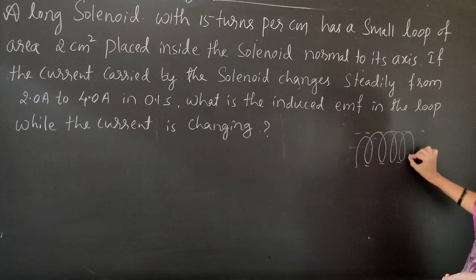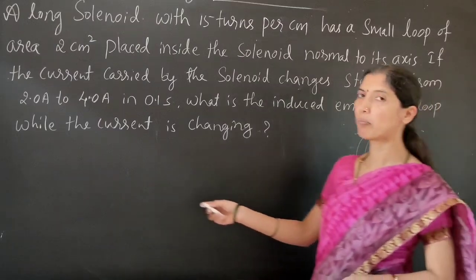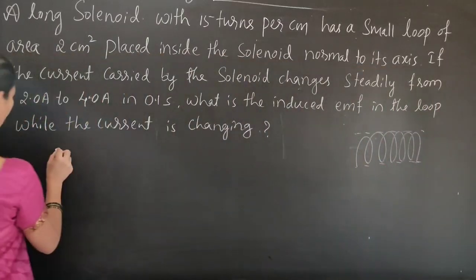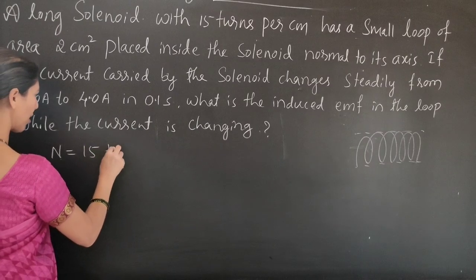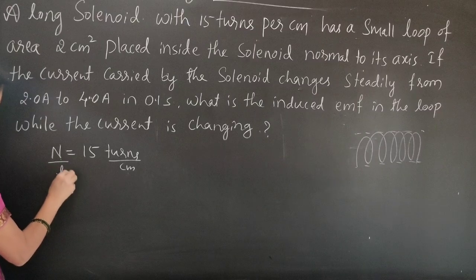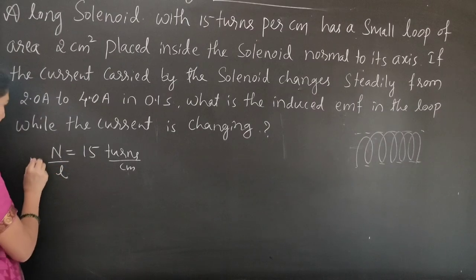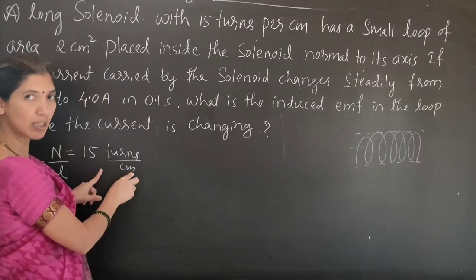15 turns you have to draw. Now, a long solenoid of 15 turns per centimeter means the number of turns per unit length, that is, N by L. You know this one as small n. Small n is equal to N by L. 15 turns per centimeter is given.